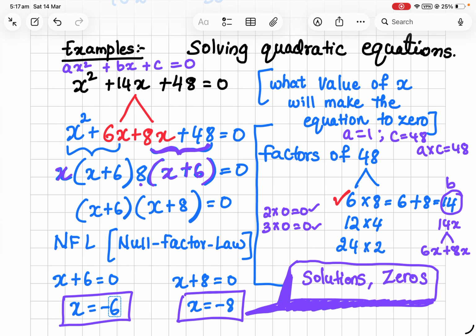So that means these are called your solutions, or they're called zeros, or these are also called, if you're graphing, your x intercepts, because at these values of x it's making your y value 0. All right, that's it. That's the whole process. So this is how you would solve a quadratic equation.